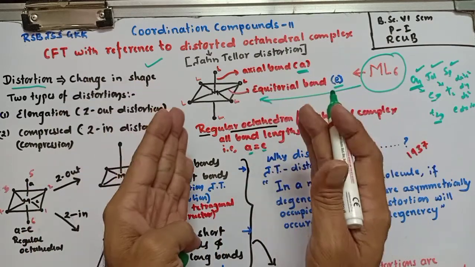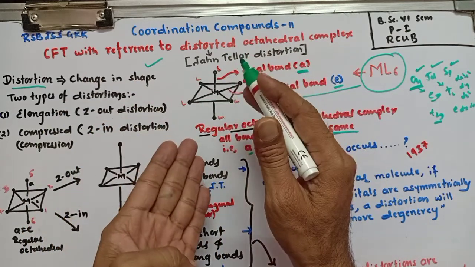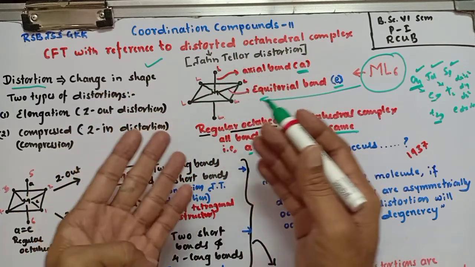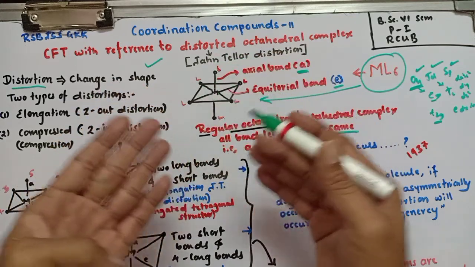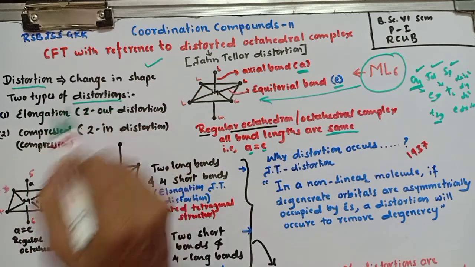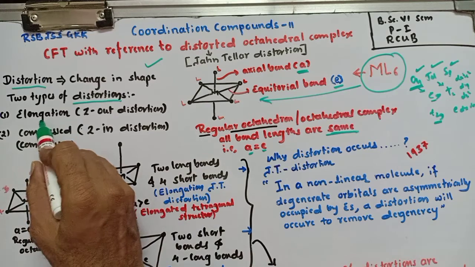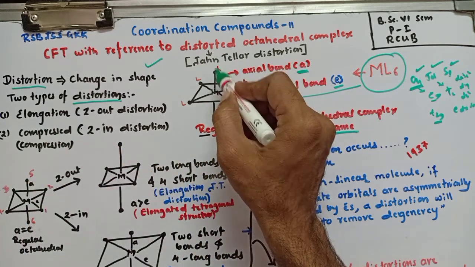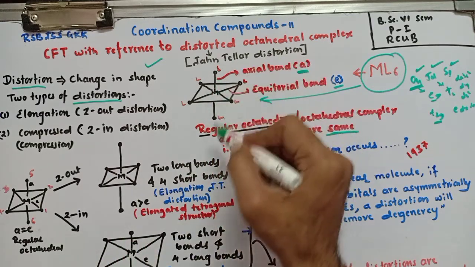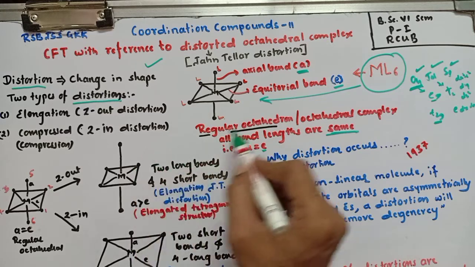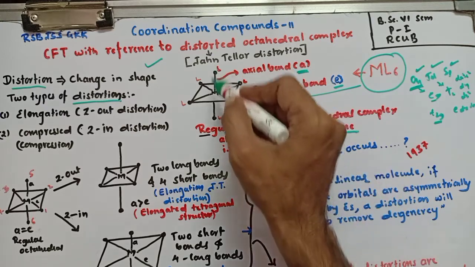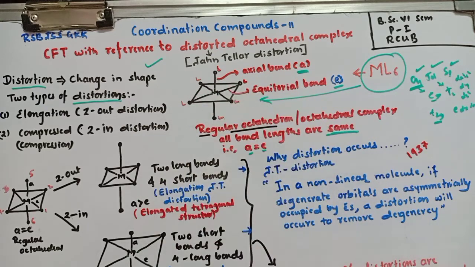In a perfect octahedral complex, all the 6 bond lengths are the same. But in distorted octahedral complexes, there is a change in the bond length. Generally, two types of distortion will take place in octahedral complexes. One is elongation along the z-axis, or compression may take place along the z-axis. In these two cases, we cannot call that octahedral structure a regular octahedral structure, because the bond lengths will be different from the other bonds.